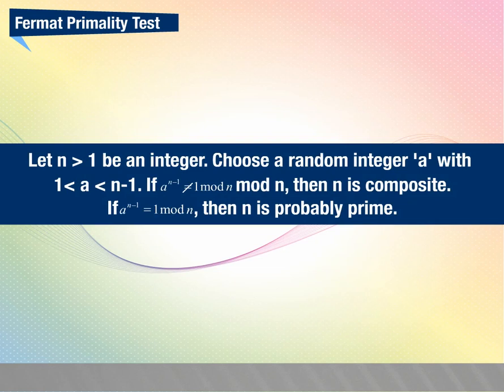Let n be an integer greater than 1. Choose a random integer a with 1 less than a less than n minus 1. If a to the power n minus 1 is not equal to 1 mod n, then n is composite. If a to the power n minus 1 is equal to 1 mod n, then n is probably prime.